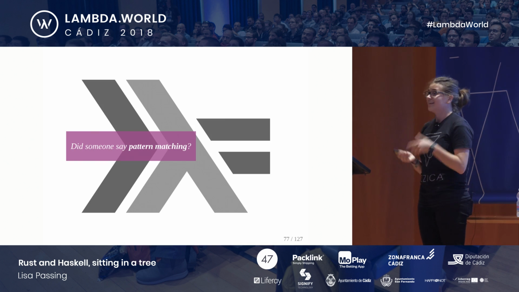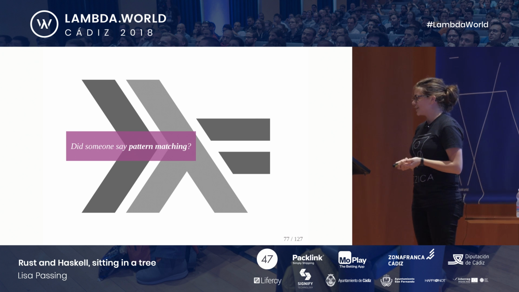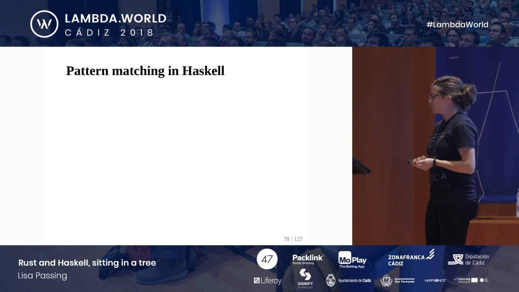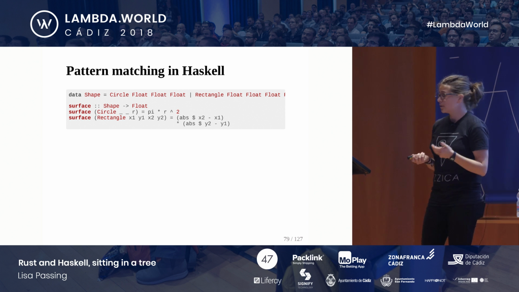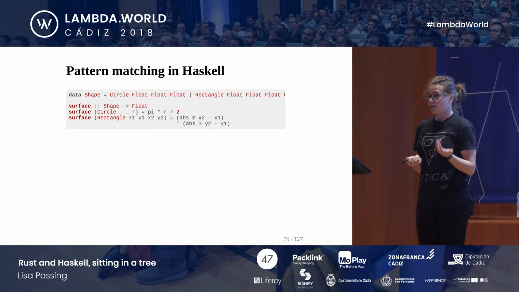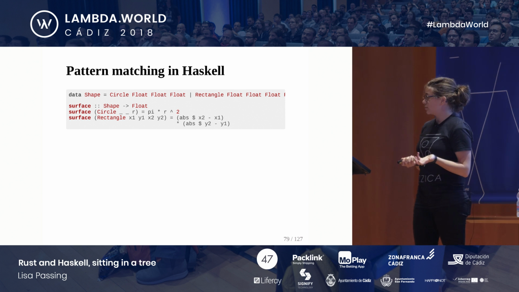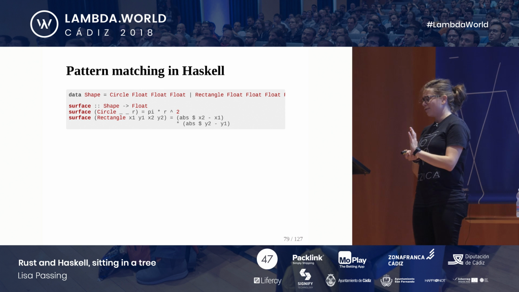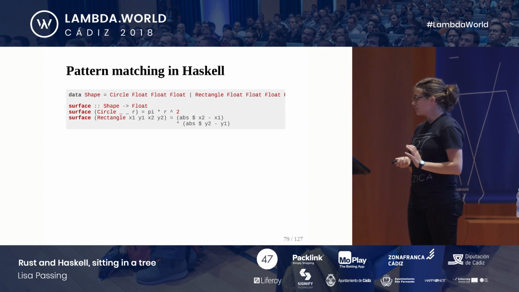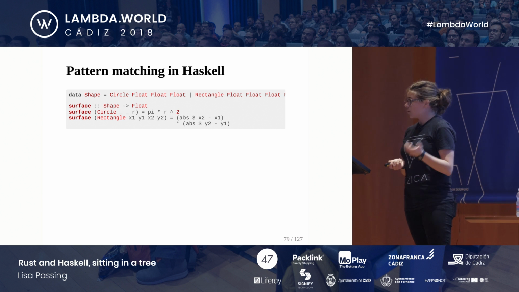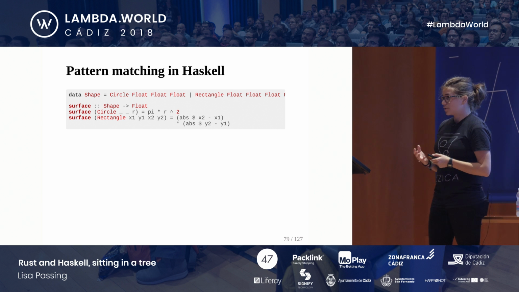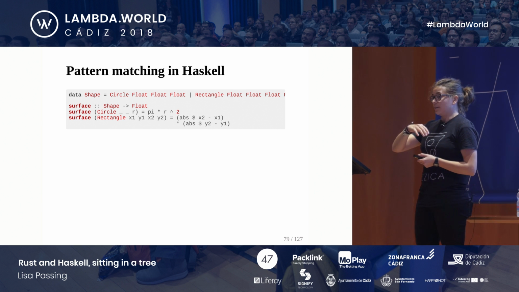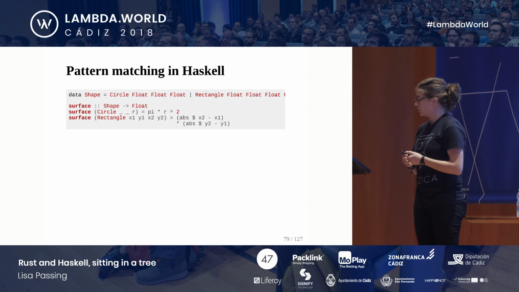And once again, yes, pattern matching. Definitely a thing in Haskell. Let's look at a simple example where we define a shape, and a shape can either be a circle that takes three float numbers, or a rectangle of 4 floats, and then we can define a surface function that takes a shape and returns the surface area as a float.